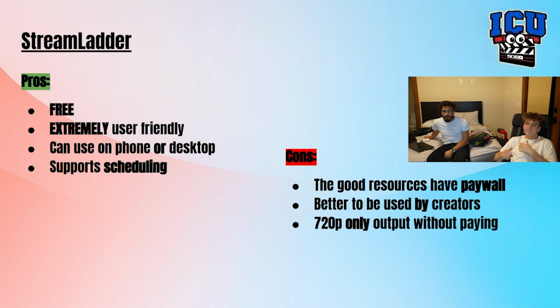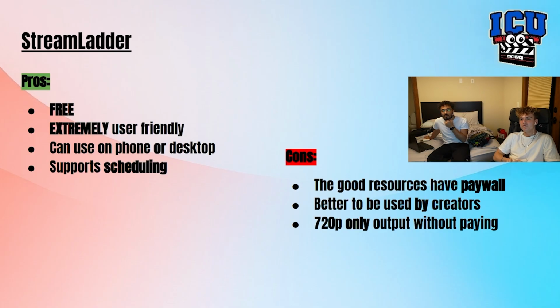So if you don't have a PC or a laptop, you would clip something straight off Twitch, copy the link, put it into the formatting. It'll format for you, and then you can post it straight to TikTok. And it also supports scheduling. The cons, the good resources do have a little paywall. I think it might be $15 a month, depending on what service you get. I think there are 3 different levels that you could buy.